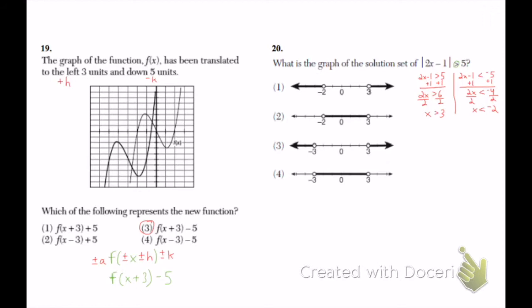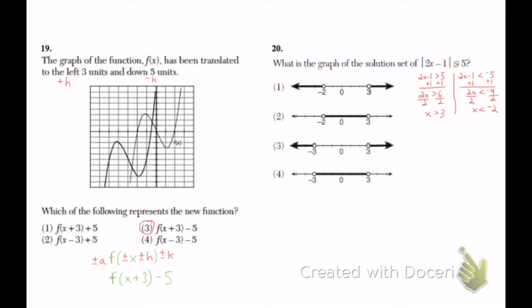So we look at a graph. Our boundary points are negative 2 and 3, and since it's a greater than or less than symbol, they are not colored in. We can see from our choices, none of the circles are colored in. Great. So now we have to think about what direction is our solution going in.